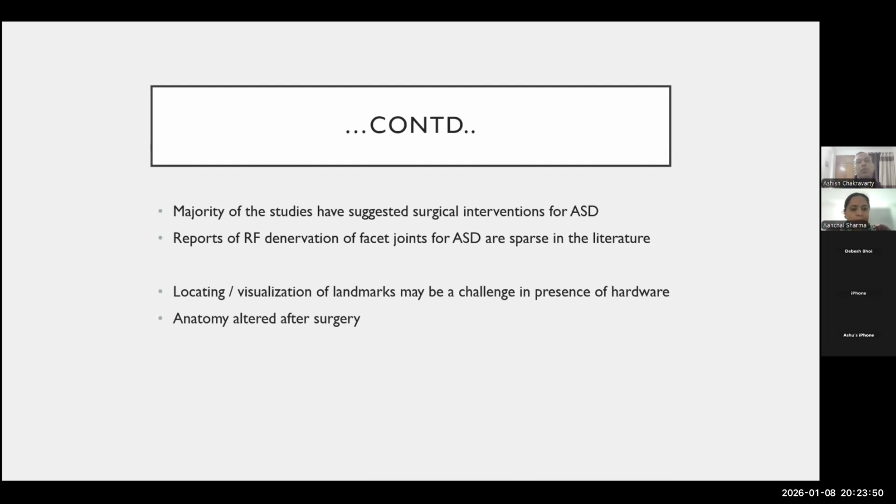So the problem in our case was, if we are choosing radiofrequency as one of the modalities for addressing the facet joint pain, in that case, what can happen is the localization of the landmarks may be difficult because of the presence of hardware, and more so the anatomy may be distorted after the surgery. So the conventional method will not be a viable option in such patients. That is why we need an alternative technique to denervate the facet joints.